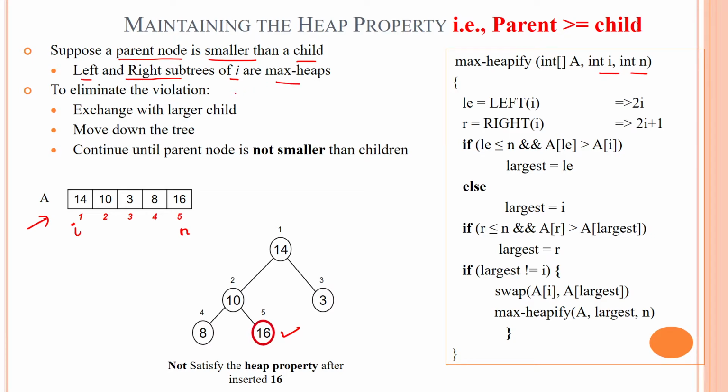So if the parent node is smaller than its child, then we have to swap the larger node value 16 with its parent through moving down the tree. We have to do this until satisfying the heap property, that is, the max heap property: parent value is always greater than or equal to its children value. So in this example, node 16 is added at index value 5. This is the last index, so 16 is added here.